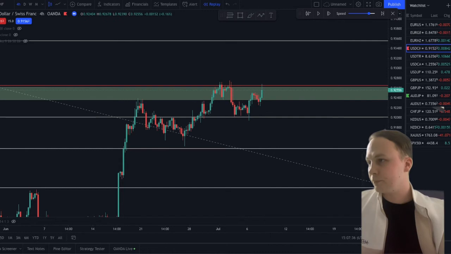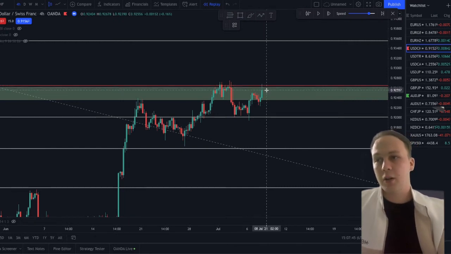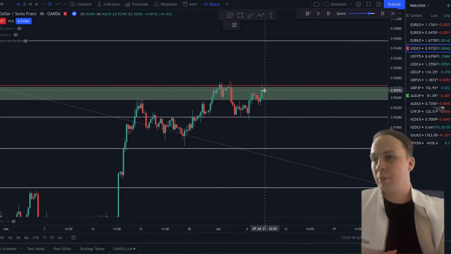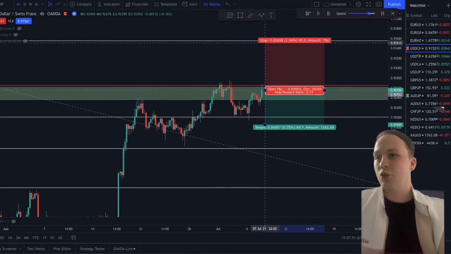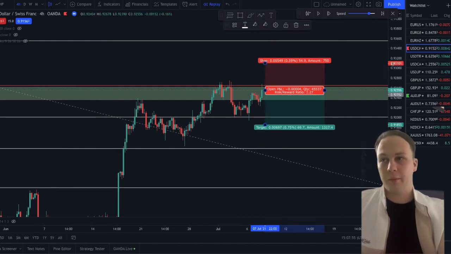So for me, I'm in. I'm going to enter. I would have probably had a pending order up here at this level, but because I've missed it in this indication, let's say we're trading live and I've missed it and we're just at this close, I'll put an instant execution order and just be a little bit more conservative with my stop loss.